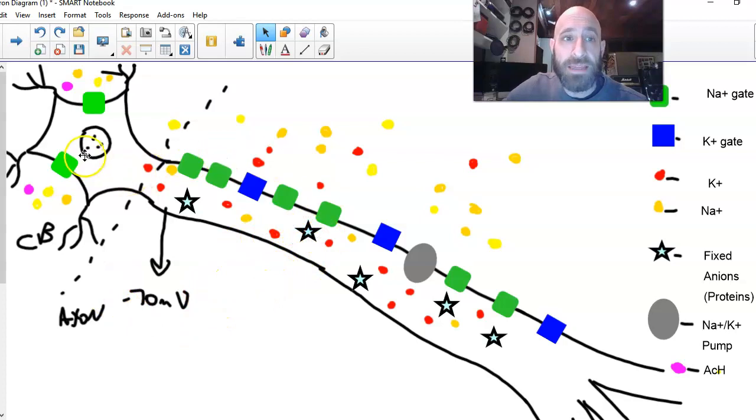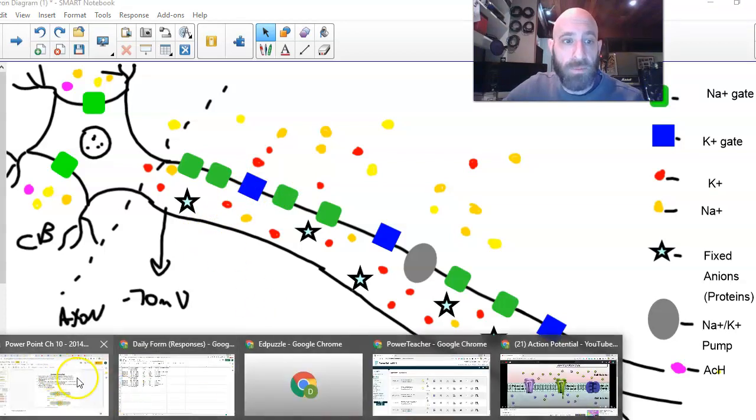But now let's say this neuron gets stimulated. Another neuron stimulates it. That triggers this thing called an action potential, and an action potential has multiple stages to it. So I'm going to run through and explain it as best I can, and then I'll back it up in class with some activities and some further instruction. But let's go back to the notes here.